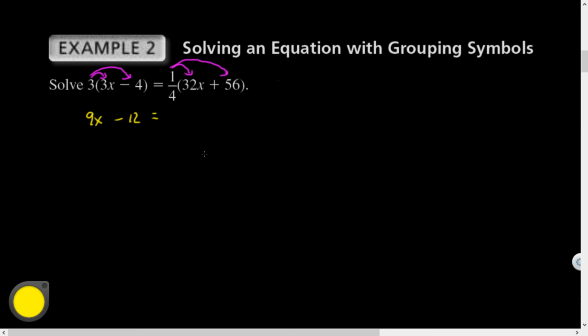Don't let the fractions scare you. 1/4 of 32x is the same as 32 divided by 4. Anyone know what that is? Ocho. Okay, so 1/4 of 32 is 8. All right, and it still is in x's. 1/4 of 56, I believe, is 14. That one I could understand. You might reach for a calculator for that.